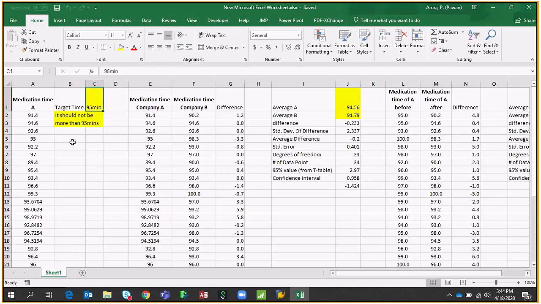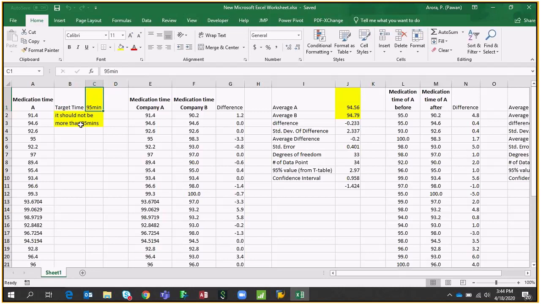So please understand when to use a one sample T-test. If you have this kind of data, maybe the medication time, maybe the vendor delivery time, or if you are from manufacturing, maybe the lead time, and you want to check whether the lead time is more than 95 minutes or 90 minutes or some other number, you can use a one sample T-test. In other words, we are checking the average of our data against a target value. So if we have this kind of data, we use a one sample T-test.